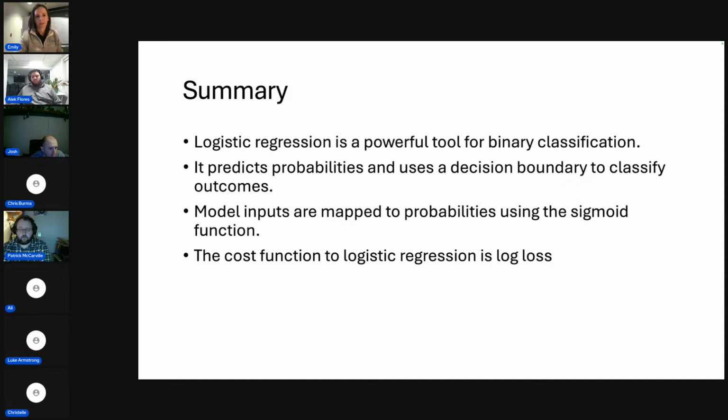So it's a powerful tool, it predicts probabilities. I would lock that away and keep that with you. And the decision boundary piece is very important, that we can change the threshold for output determination to classify these outcomes. Model inputs are mapped to probabilities using our sigmoid function. And the cost function for logistic regression is log loss. All right, any questions?